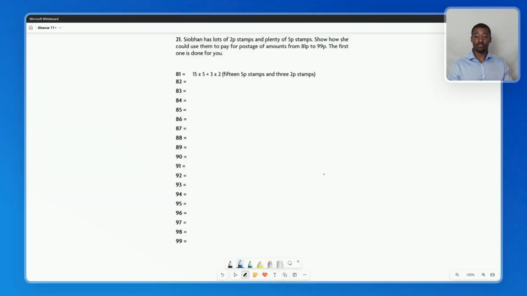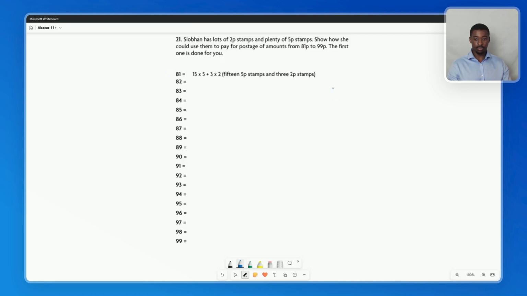Okay, now here for our final question, we're told that Siobhan has lots of 2p stamps and plenty of 5p stamps. Show how she could use them to pay for postage of amounts from 81p to 99p. The first one is done for you. Okay, so we see the one done for us, 81p, is made up of 15 times 5 plus 3 times 2. So let's work that out to verify.